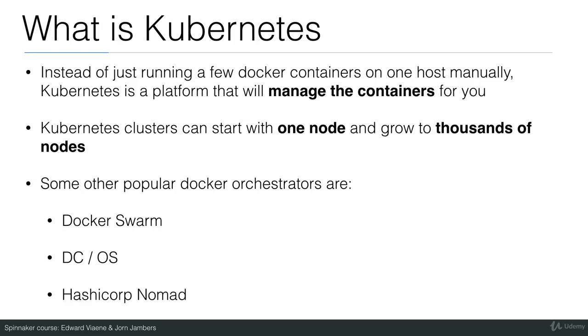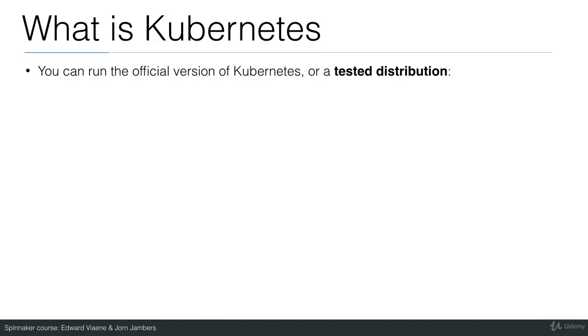If you're going to schedule Docker containers, then I think Kubernetes is the most obvious choice if you want platform independence. If you go for a specific cloud provider, then there are other alternatives as well, which we will discuss later. But as a platform independent orchestrator, Kubernetes is really great. You can run the official version of Kubernetes or a tested distribution. Some examples of tested distributions are Rancher. It's basically just repackaged Kubernetes with some extra features.